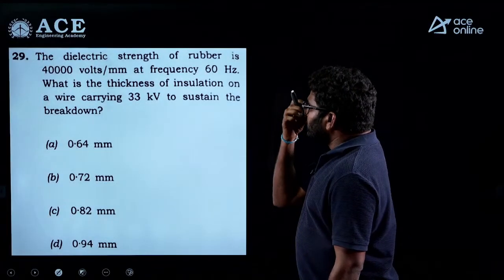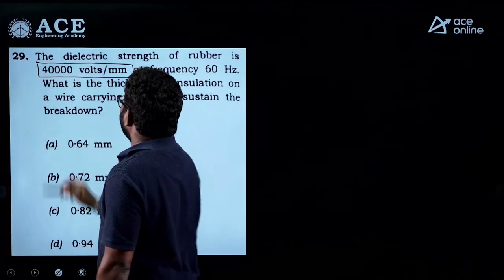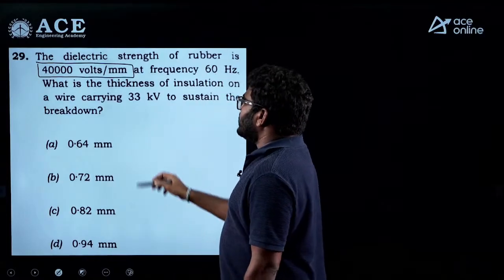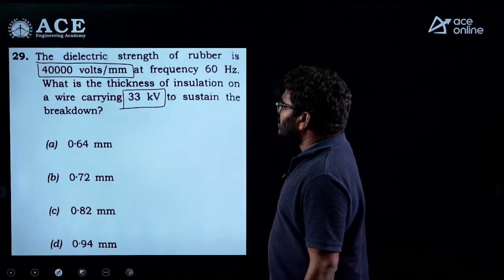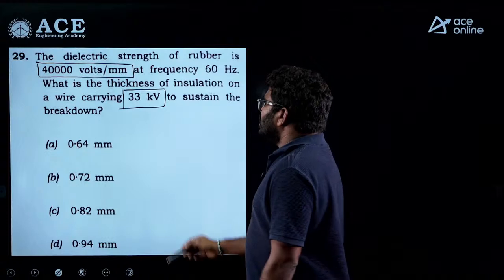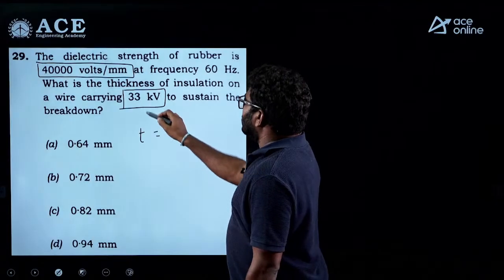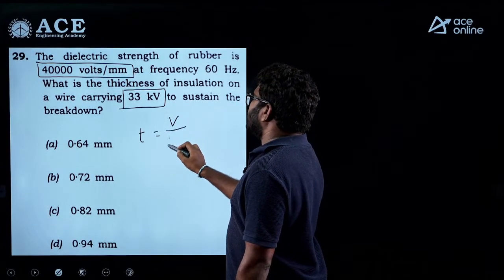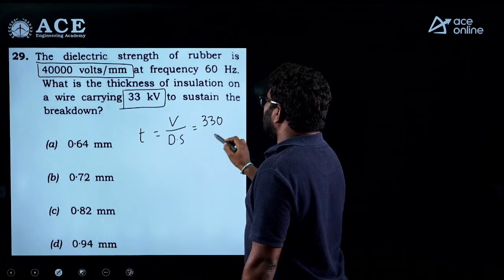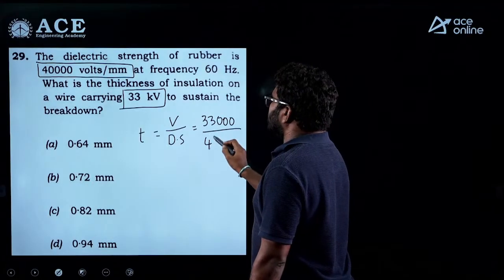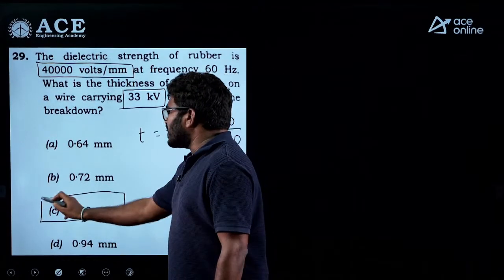Now, in this question, dielectric strength is given as 40,000 volts per mm, and voltage is given as 33 kilovolts. They are asking for the thickness of the insulation material. Very simple, by matching the units you will get it. Thickness is equal to voltage by dielectric strength. Voltage is 33 kilovolts, so 33,000 by 40,000 volts per meter. By solving this you will get option C as the correct answer for this question.